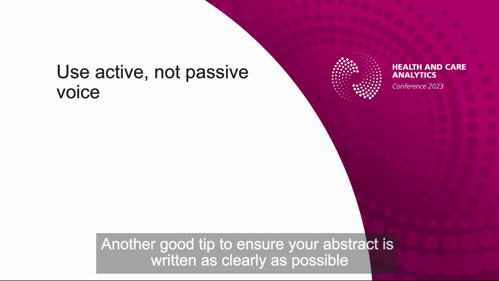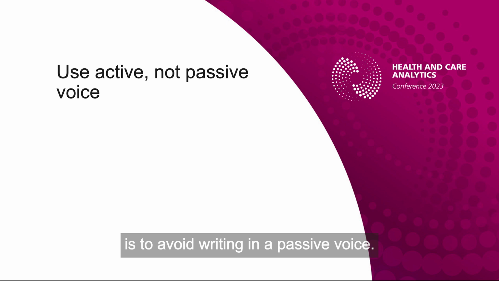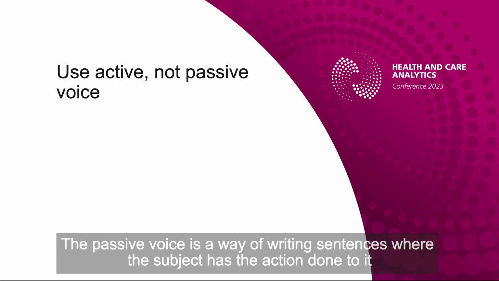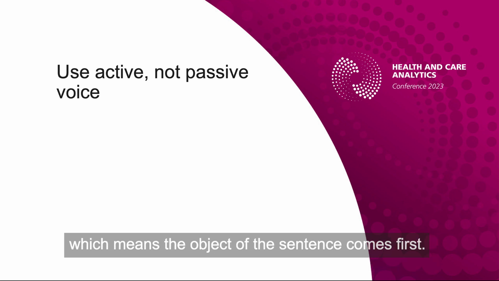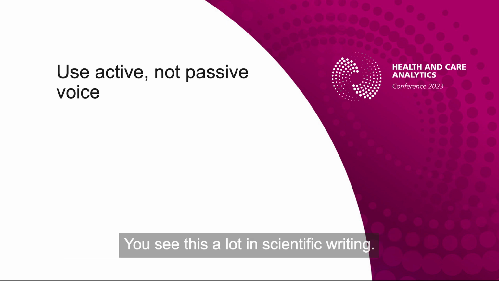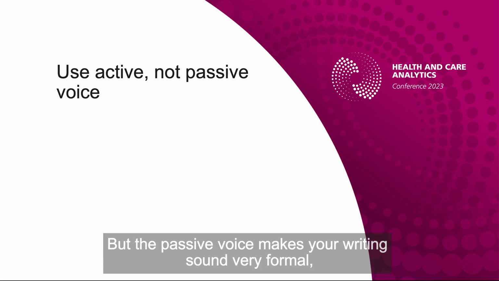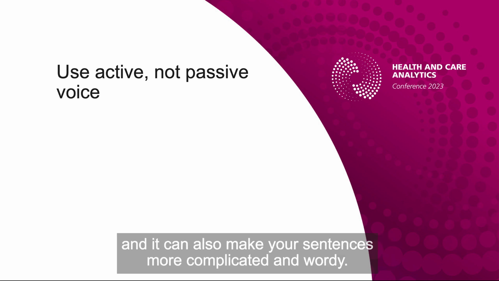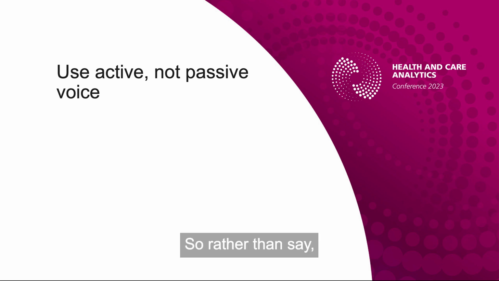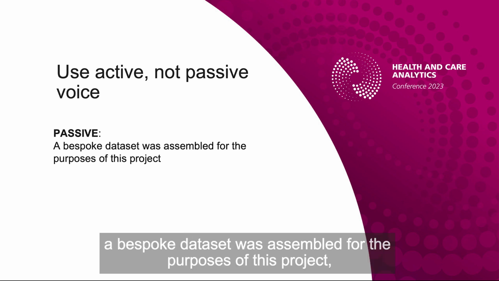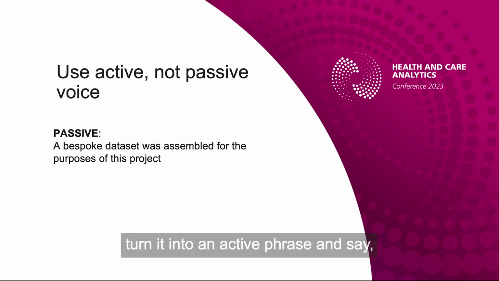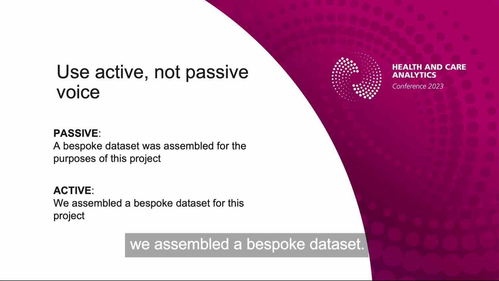Another good tip to ensure your abstract is written as clearly as possible is to avoid writing in a passive voice. The passive voice is a way of writing sentences where the subject has the action done to it, which means the object of the sentence comes first. You see this a lot in scientific writing. But the passive voice makes your writing sound very formal, and it can also make your sentences more complicated and wordy. So rather than say, "A bespoke dataset was assembled for the purposes of this project," turn it into an active phrase and say, "We assembled a bespoke dataset."